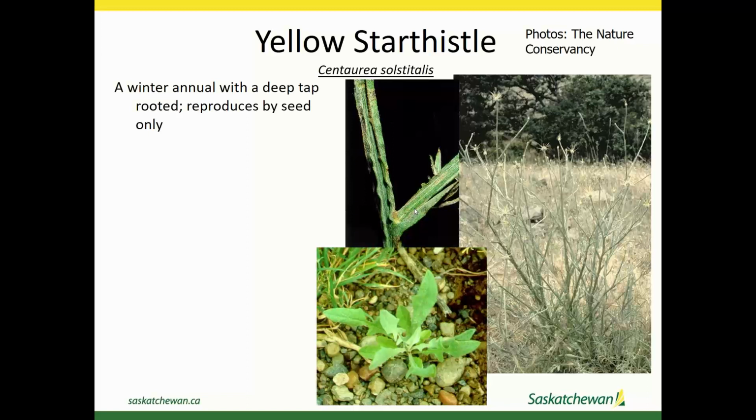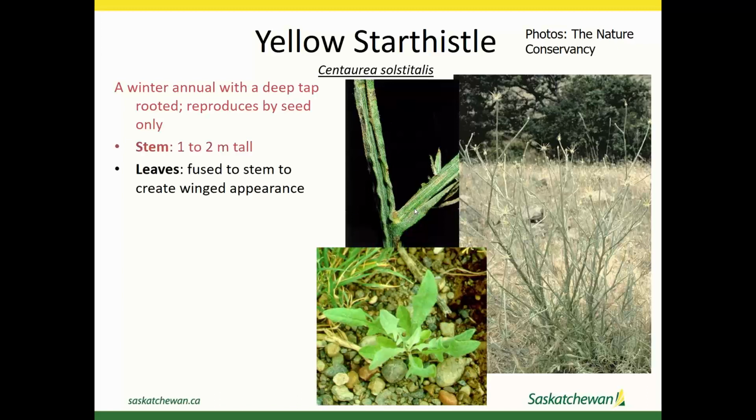It's a winter annual, so essentially it grows as a rosette in the fall, and then overwinters as a rosette, and then bolts and flowers and dies after producing seed. The stem can be up to 2 meters tall, so that's upwards of 6 feet. Leaves start as being fused to the stem, and that's the top left picture that you can see there. And it creates a winged appearance on the stem.